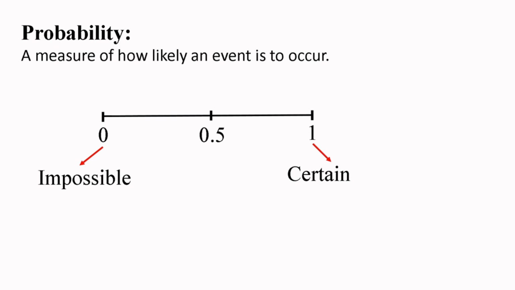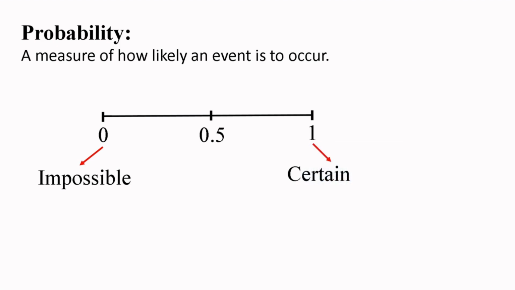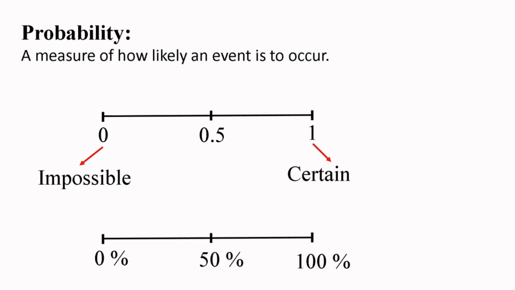For example, if the probability of having rain for tomorrow is 0, it means we are not going to have rain, and we are sure about that. And when it is 1, it means definitely we are going to have rain. And also we can show it by percentage. 0% means impossible and 100% means certain.